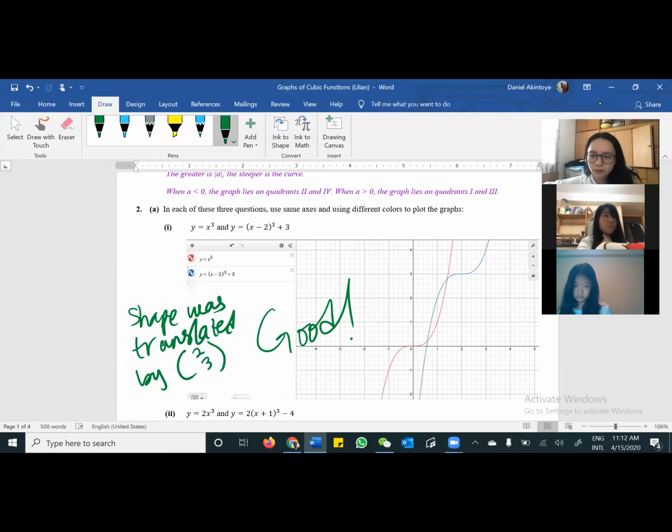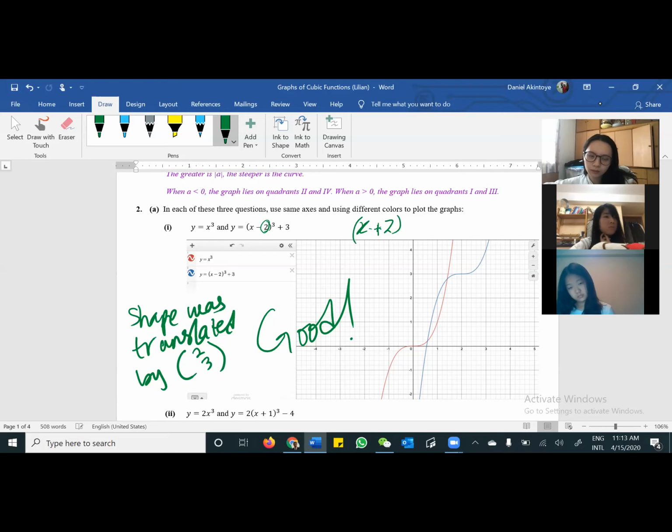So this vector, of course, everybody remembers this. Positive x means towards the right. Negative x means towards the left. Positive y means up. Negative y means down, and so on like that. So basically, this is translated by this vector. Now, the number here is the x movement. Now, if that number is negative, you will be getting x plus 2 instead.